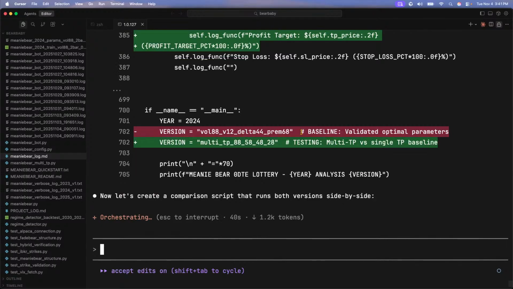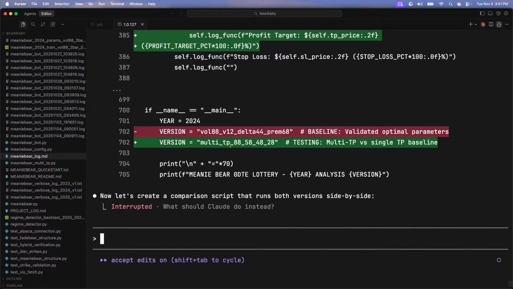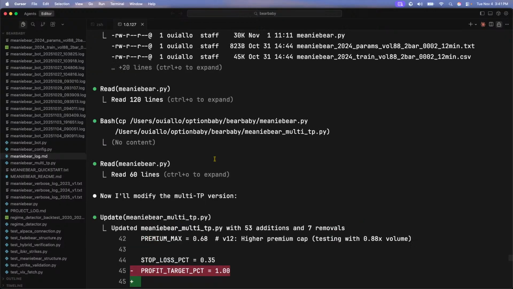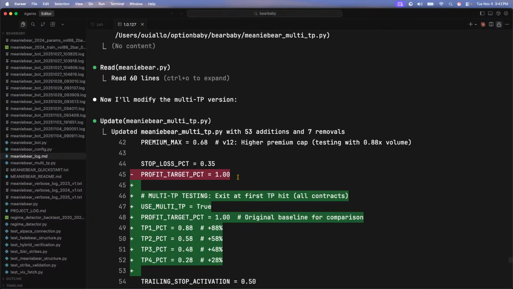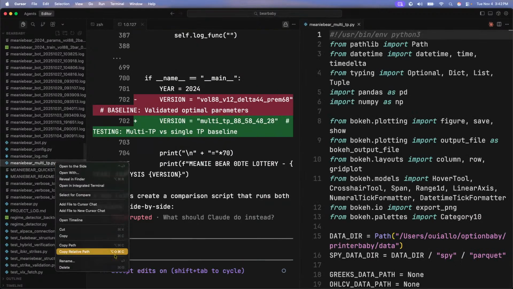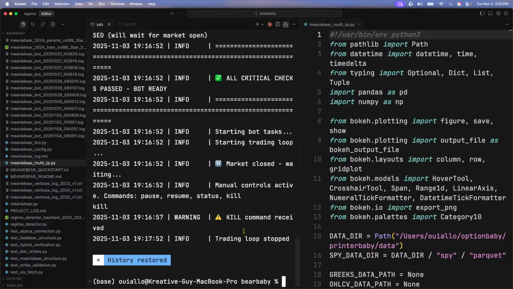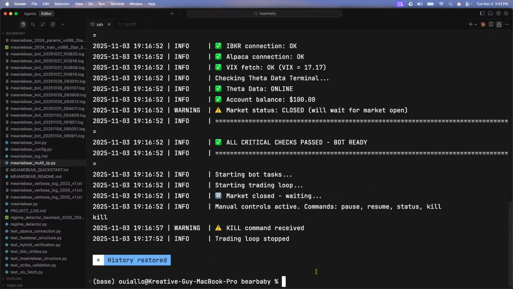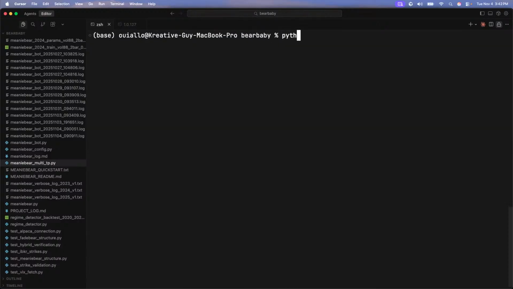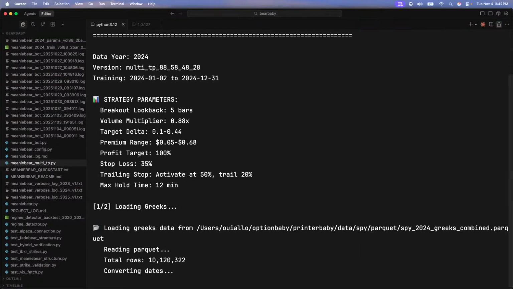Let me create a script that runs both. No, I don't need that. You made another one, friend. Clear. Run it. Okay, 2024.